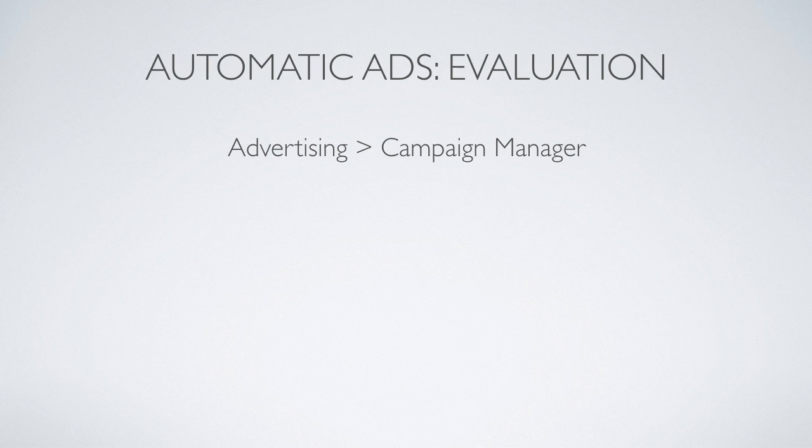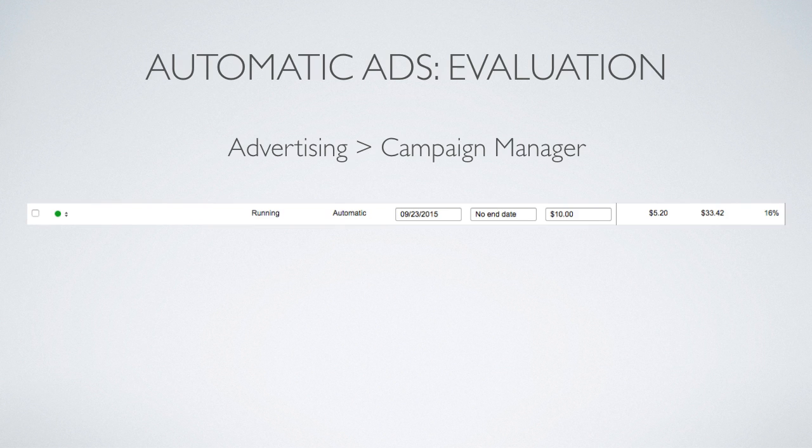So the first step is to go to advertising, which is the tab on your Seller Central account, and then click on the drop down Campaign Manager. And here is essentially what you'll see. If you log in to your Amazon Seller Central account, let's say a few days after you start your automatic sponsored ads, you'll see something like this.